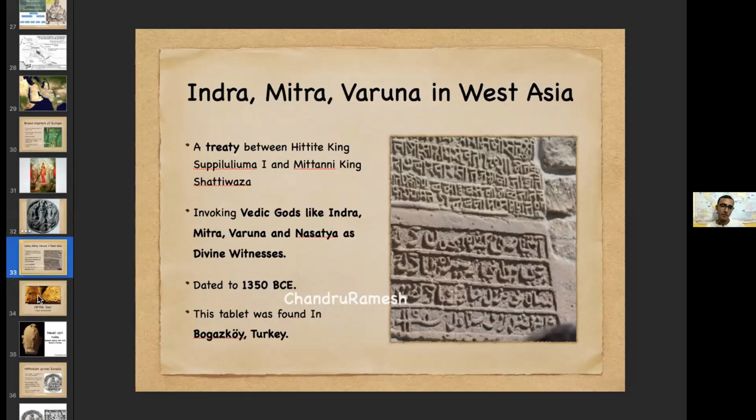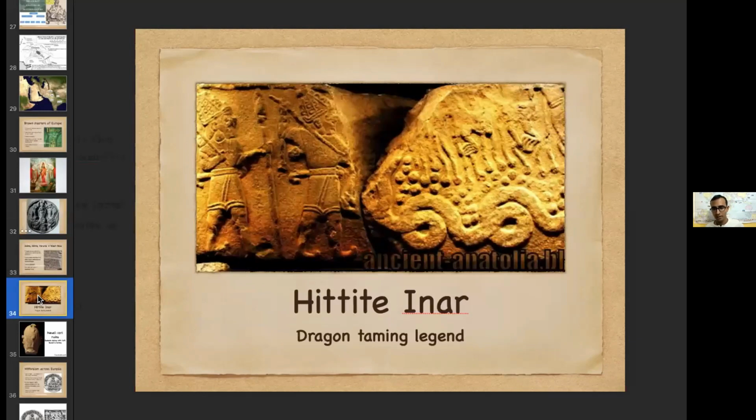Then we have the Hittites, who also had Indra. The Hittite god was Inar. Indra was basically Inar. What Indra does is control the dragon. Most of you might know the story of Indra and Vritrasura. Vritrasura is generally represented as a large dragon or large snake kind of iconography. So Indra tames Vritrasura. This is a very common legend. The concept is that the god, the devata or the divine being, controls the dragon or the serpent.